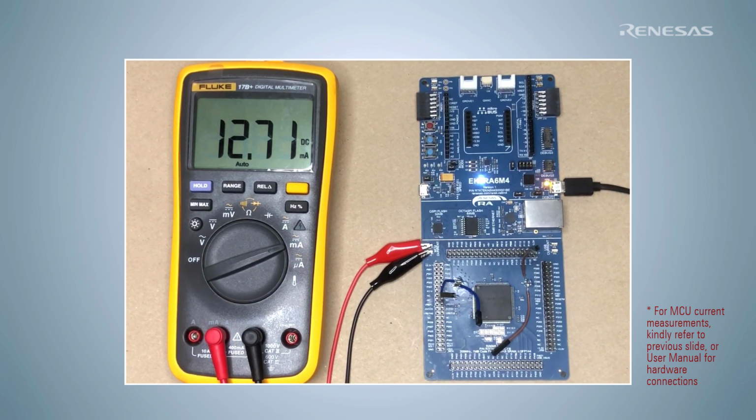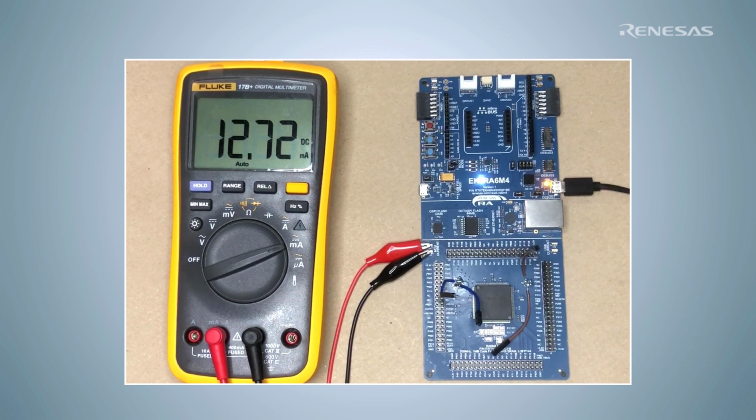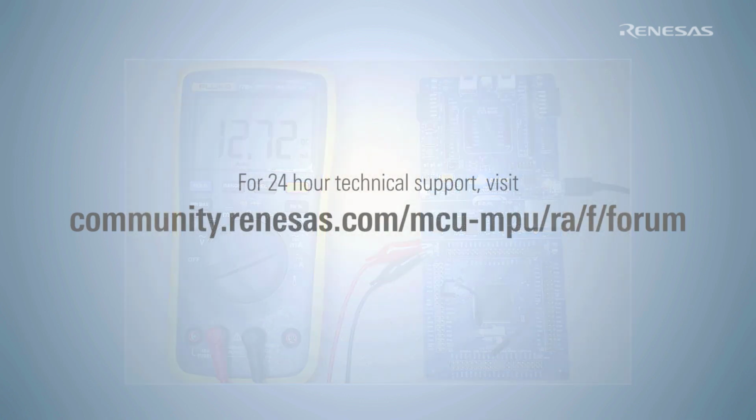When we press the reset button, the board will go back to operating in the normal mode. It will go on for about 10 seconds and then enter the sleep mode once again. And that's a very simple demo of an RA microcontroller operating in low power mode.